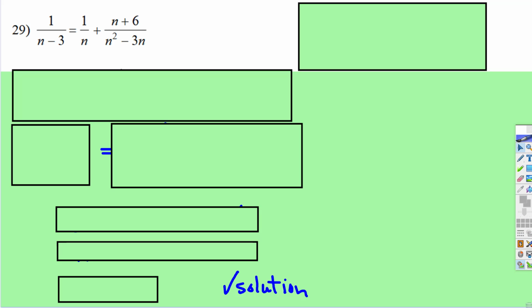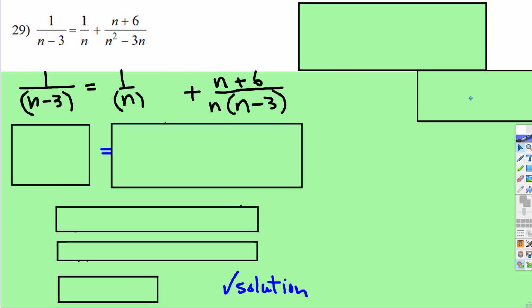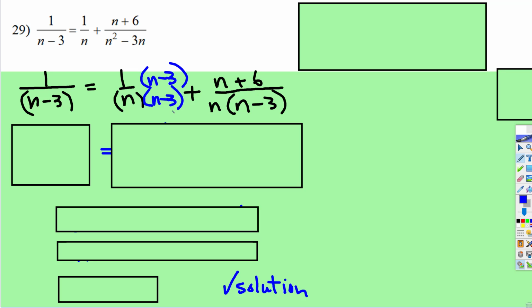Okay, so when we look up above, this fraction right here has the expression n subtract 3. This fraction is just over n. This fraction has n squared subtract 3n. So what I'm going to do is break those down as factors in parentheses. So notice what we have: the expression n subtract 3, the expression n, and n times n subtract 3. If you look at the right side, this is missing the n subtract 3. So if we multiply top and bottom by n subtract 3, these will have the same denominator. And on the left side, it has the n subtract 3 but it's missing the n, so I'm going to multiply top and bottom by n.